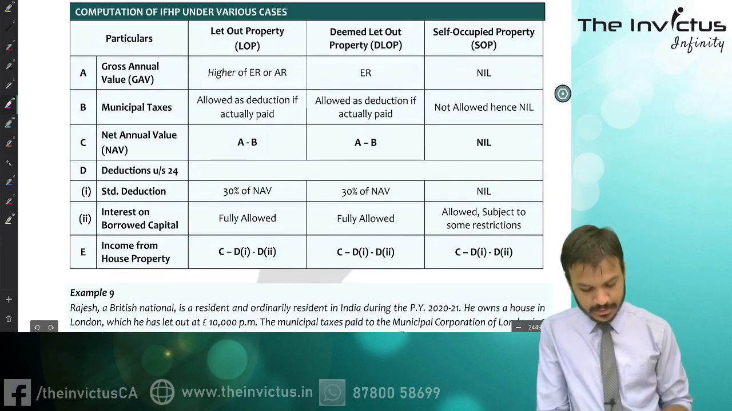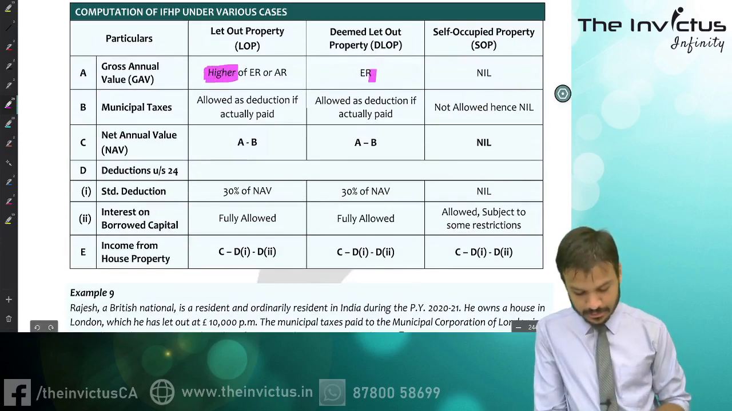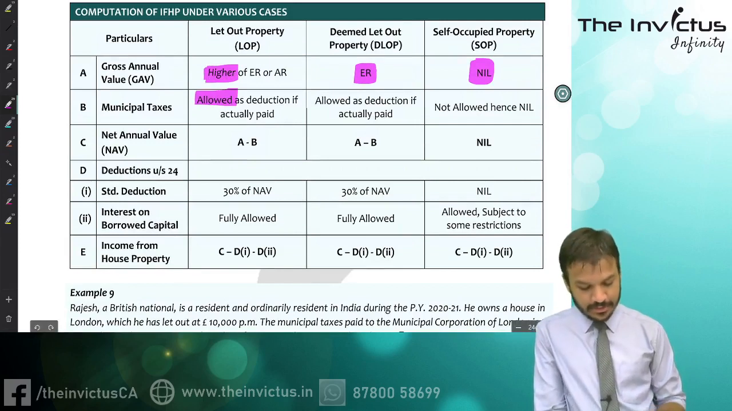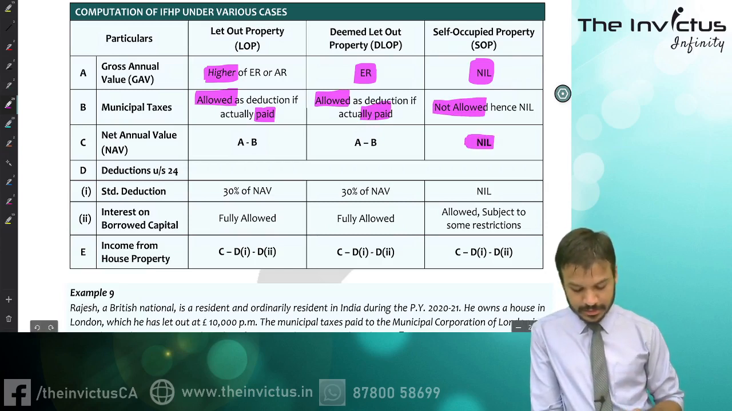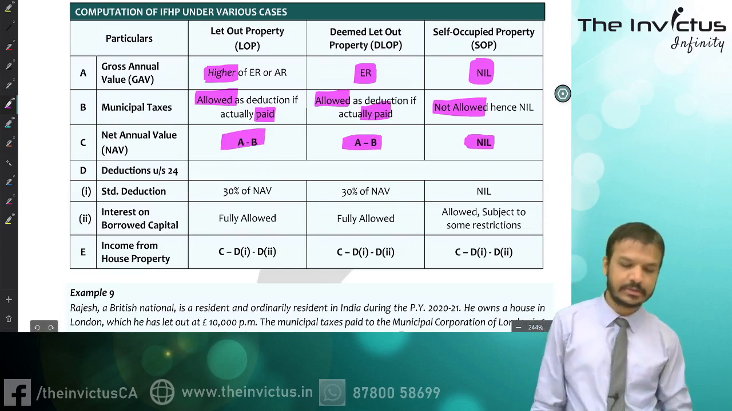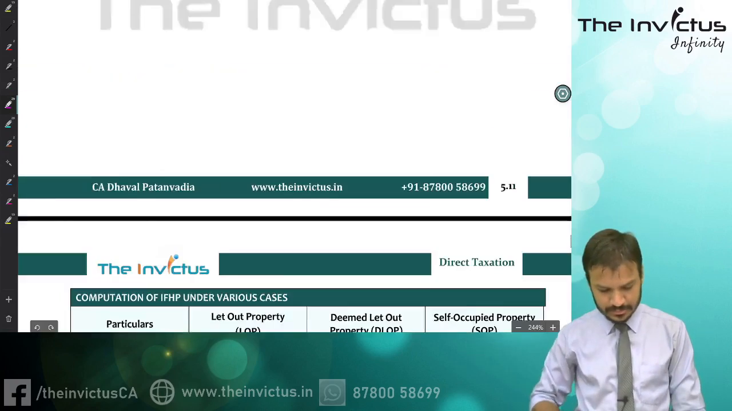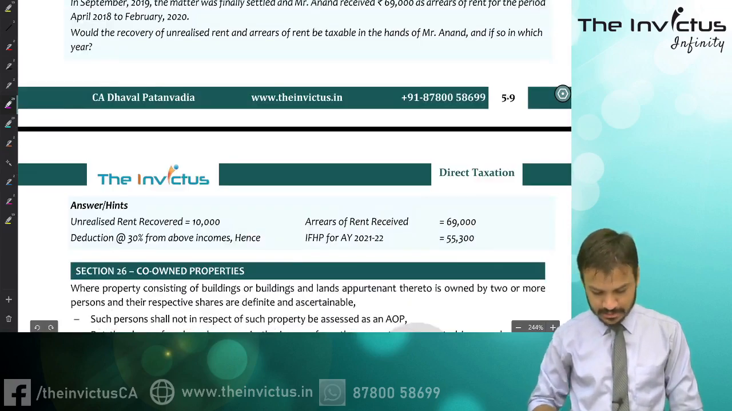See, in case of let-out property, GAV is ERAR, and municipal tax is allowed if it is actually paid. In self-occupied property, it is not allowed, hence nil. And net annual value is what? Nil. A minus b. Only these steps you need to remember. Very easiest chapter in this case.